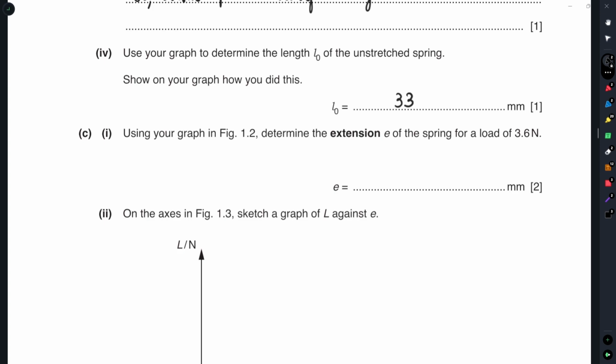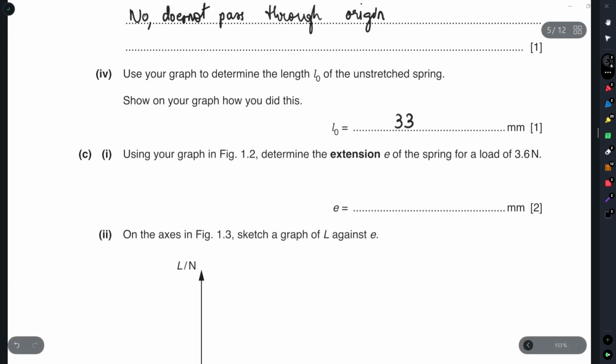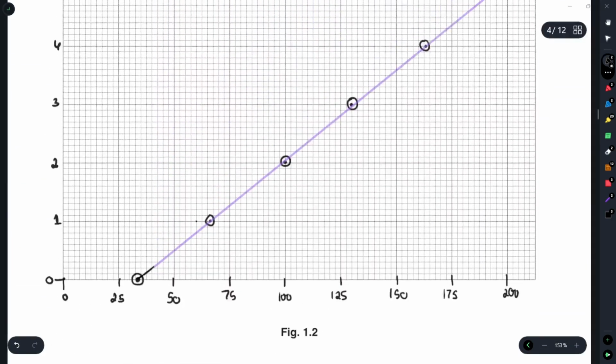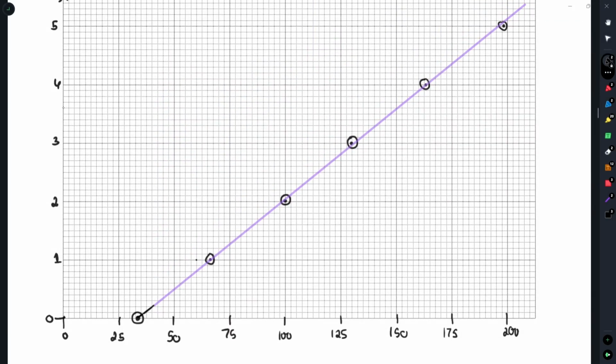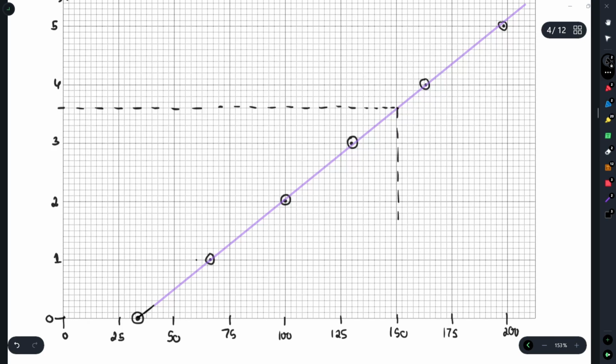Use your graph in figure 1.2 to determine extension E of the load at 3.6 newtons. So 3.6 newtons is going to be somewhere over here. So हम इसको extend कर देते हैं. When the question says use the graph, you need to draw this dotted line. And we are getting an exact 150 over here. Almost an exact 150 over here. So आप 150 assume करें.